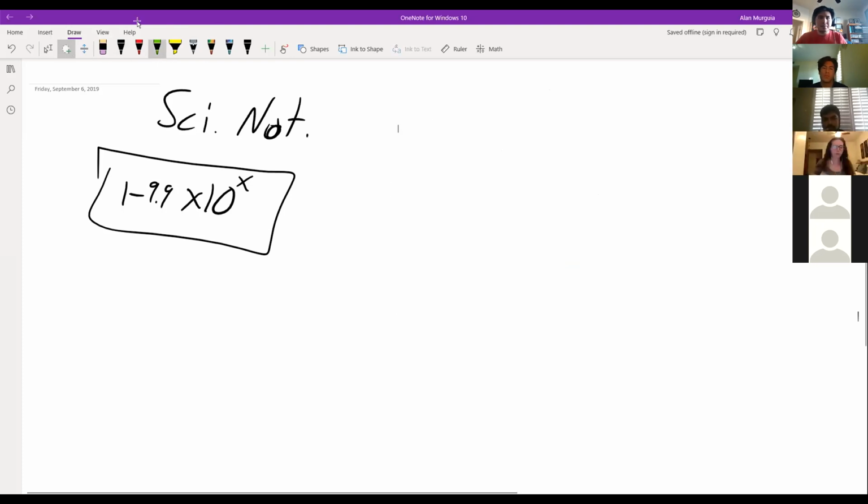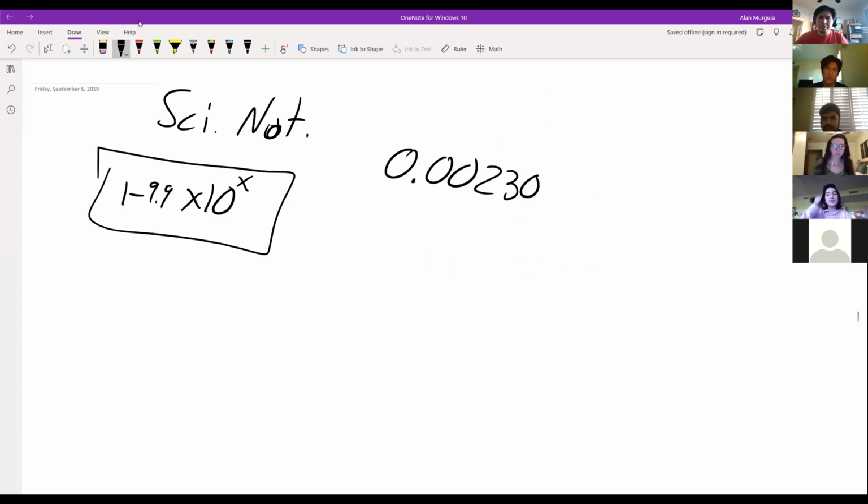Or I guess goes the other direction. So let's say we have 0.002304, and I want to convert this to scientific notation. So what can I do here?